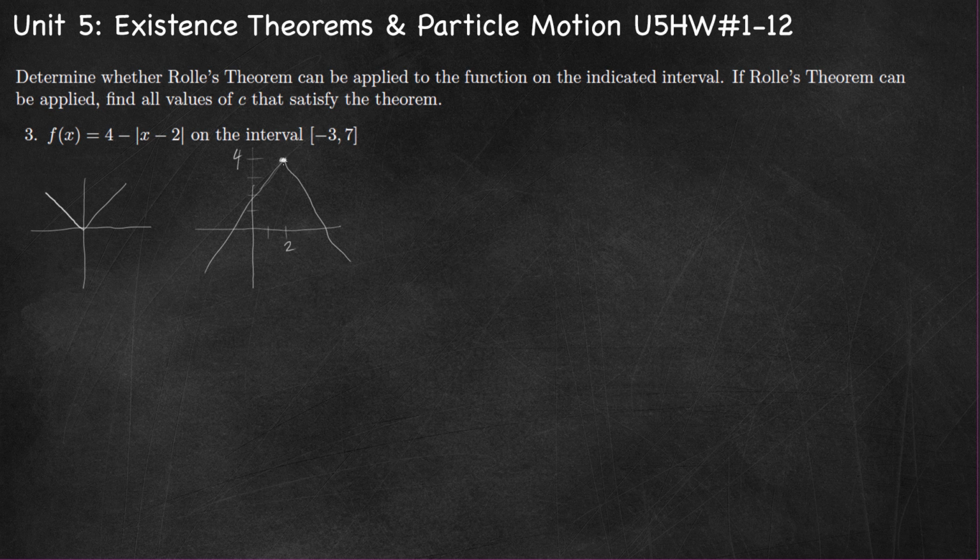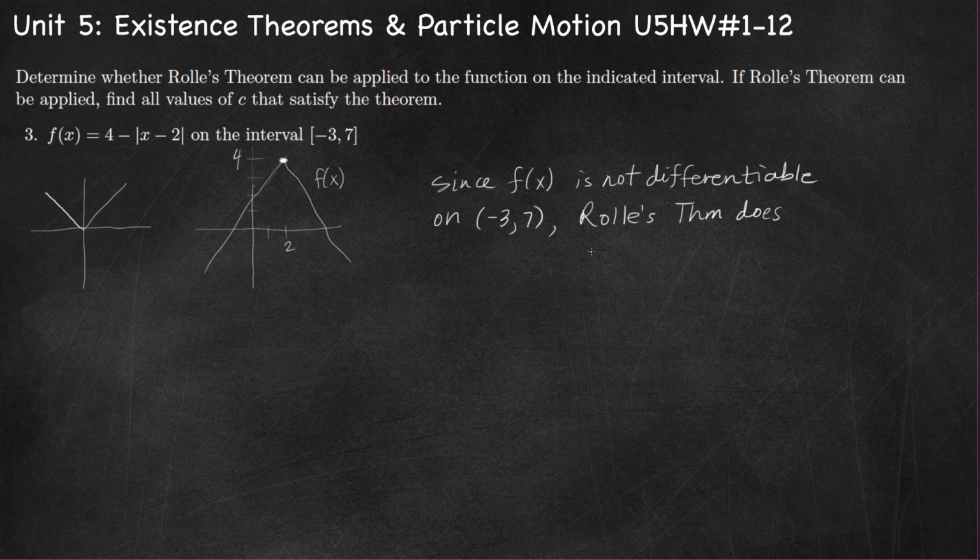And we have a corner point when x is 2. And this function f of x is therefore not differentiable at x equals 2. X equals 2 is in our interval, and so we have failed to satisfy all of the conditions for Rolle's theorem. So we'll say since f of x is not differentiable on the interval from negative 3 to 7, Rolle's theorem does not apply.